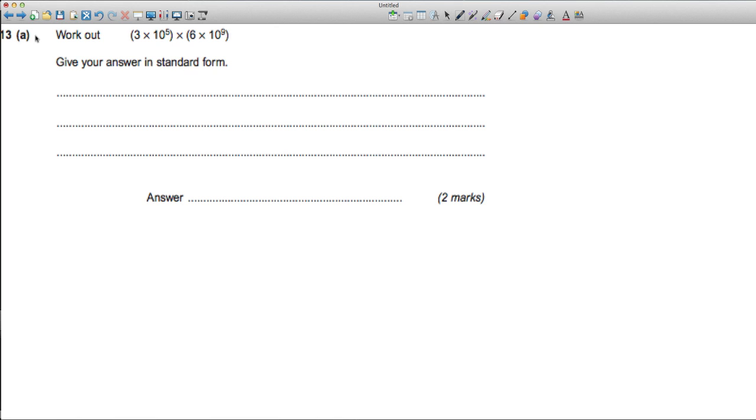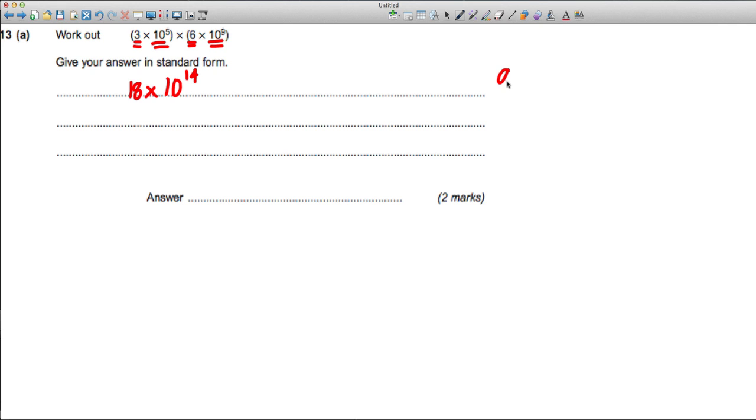Next question, work out the following, give your answer in standard form. When we're doing standard form like this, we have 3 times 10 to the power of 5 multiplied by 6 times 10 to the power of 9. We take the 3 and multiply it by the 6 first of all and get 18. Then we multiply 10 to the 5 by 10 to the 9. When you're multiplying indices with the same base, you add the powers, so that's 10 to the 5 plus 9, which is 14.